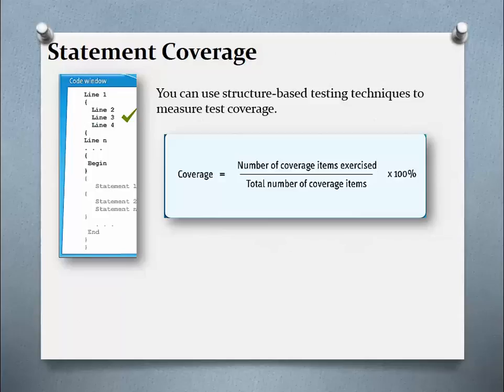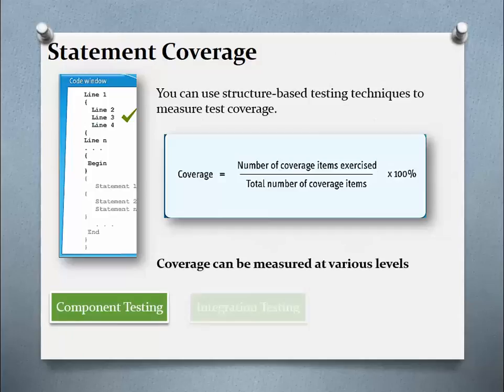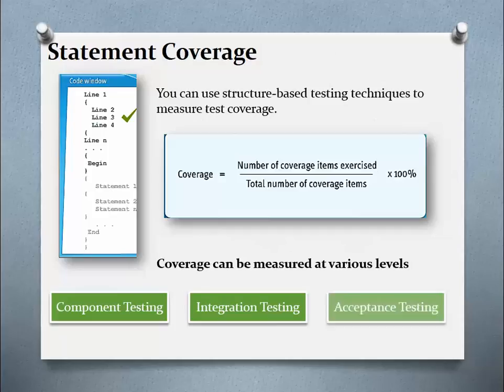Depending on the number of system elements to be tested, you can measure coverage at various levels. They are component testing, integration testing, and system or acceptance testing. In component testing, each unit of code, such as a module, object, or class, is tested separately. For example, if the code contains 5 functions, each of them is tested independently. Unit testing is typically done by the developers themselves, and any bugs found are fixed at that stage itself.